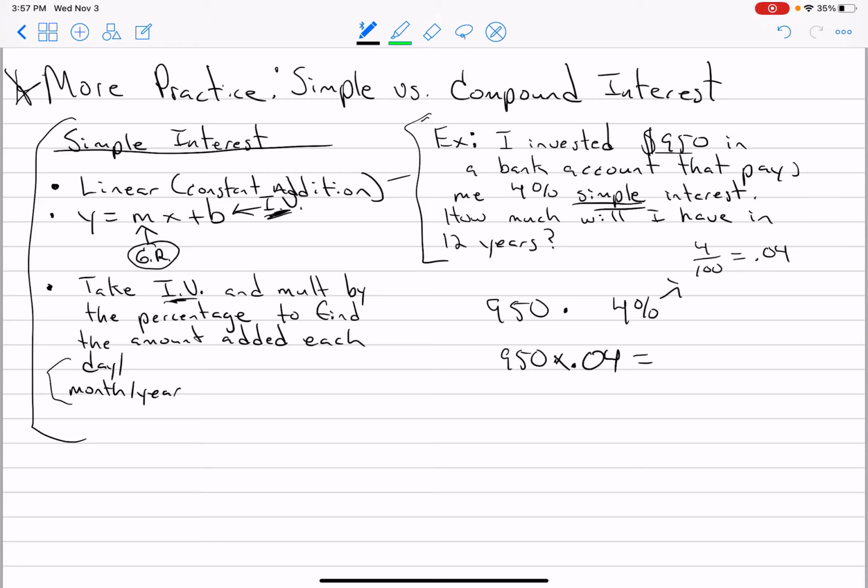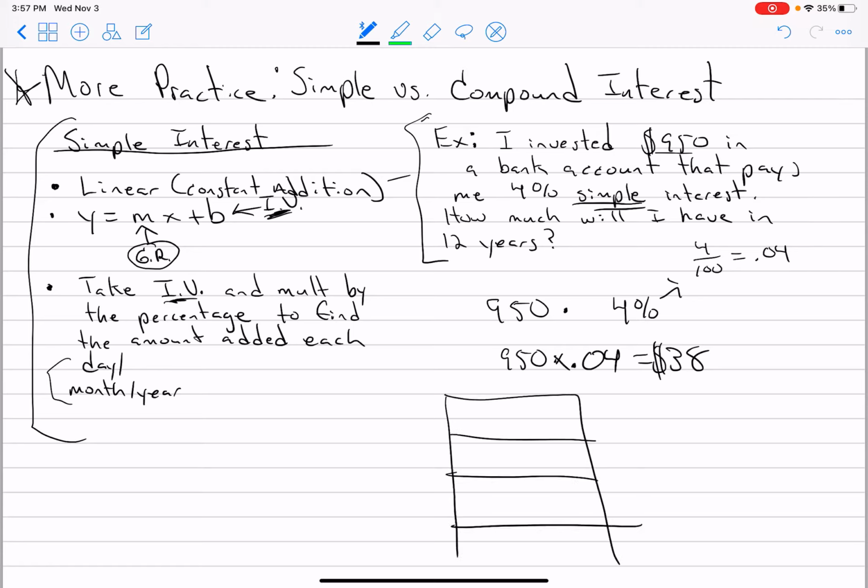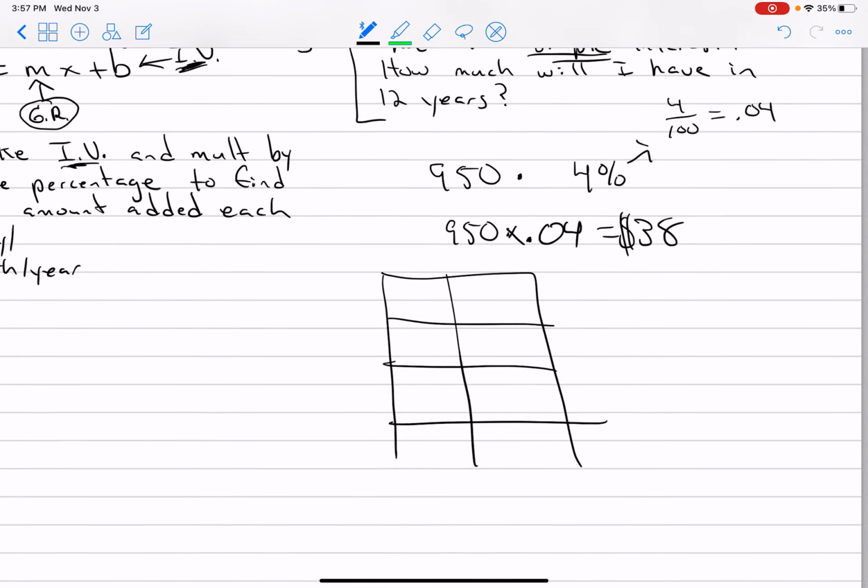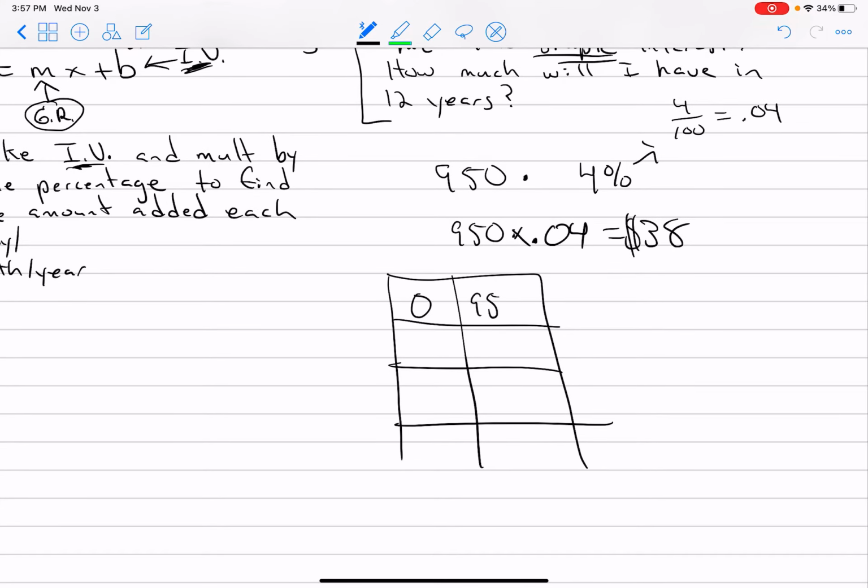Cool. I'm going to go ahead and calculate that right now. Let me see. 950 times 0.04. And I get $38. That means every year the bank is going to pay me $38. So if I was going to make a table for this, boom, boom, boom. Let's go here. Year 0, I had $950. This first year, they paid me another $38, so that's $988. That's not supposed to say a 0. That's supposed to say a 1.